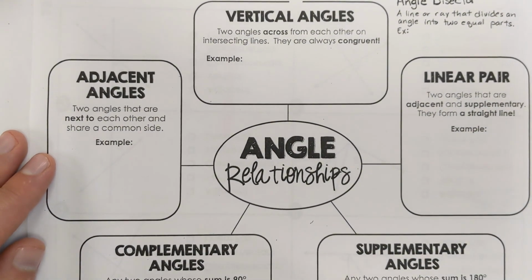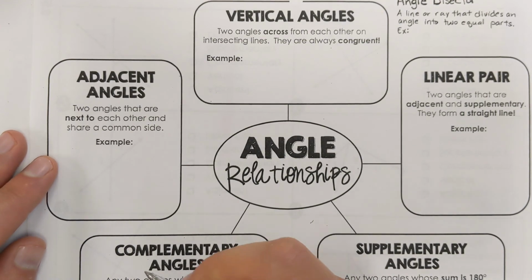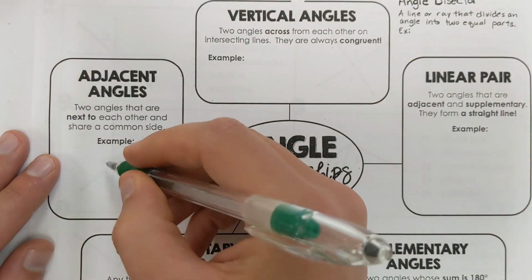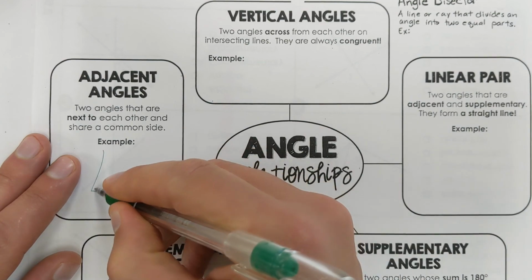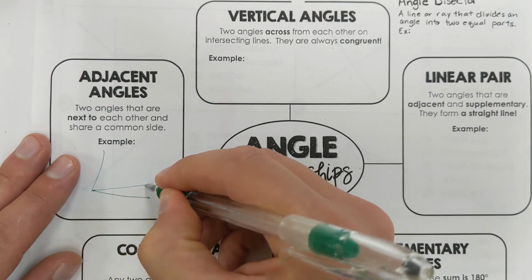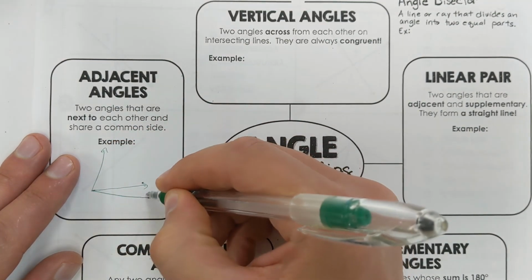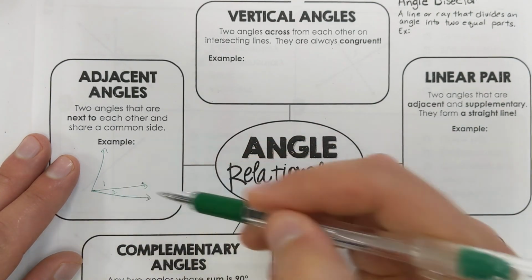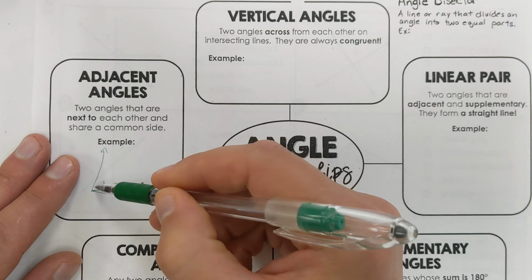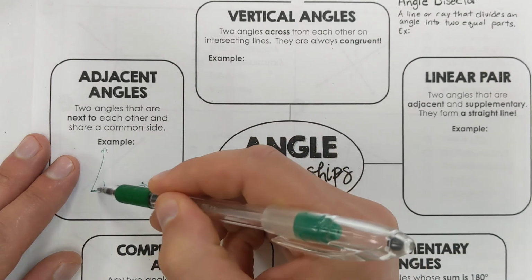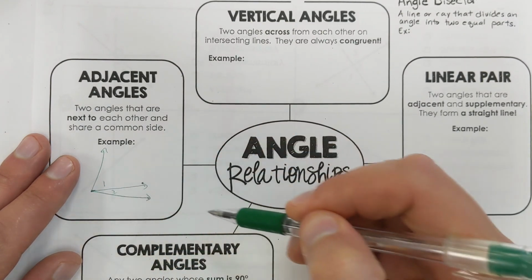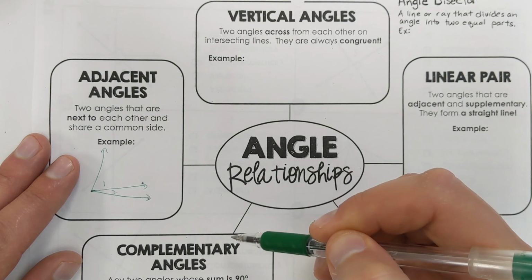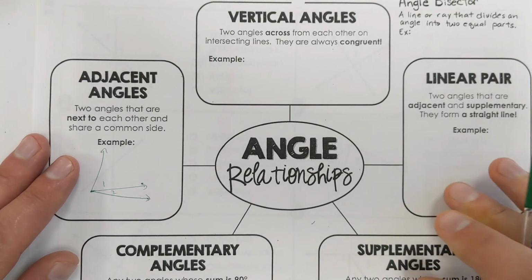Adjacent angles. Two angles that are next to each other and share a common side. This is pretty darn simple. It doesn't matter what kind of angles they are, but if they are next to each other, like this, angle 1 and angle 2, those are adjacent angles. Coming out from the same vertex, they share this side right here. Those are adjacent angles. Okay?